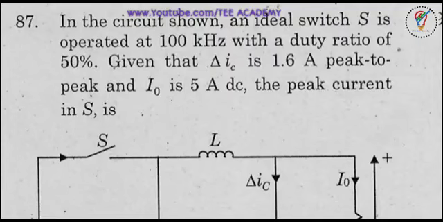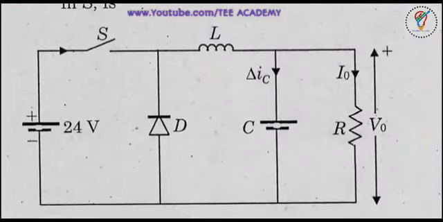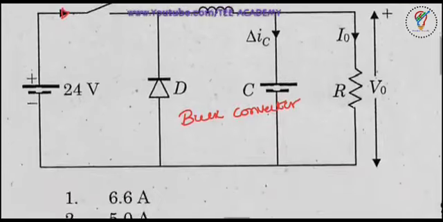Let's continue the TNEB electrical paper, AE paper. The question is 87 here. In the circuit shown, an ideal switch S is operated at 100 kHz with a duty ratio of 50%. Given that delta IL is 1.6 amperes peak to peak and I naught is 5 amperes, the peak current in S is? So here this circuit is given. As you can see, you can identify it is a buck converter, and here we need to find the peak current in the switch.